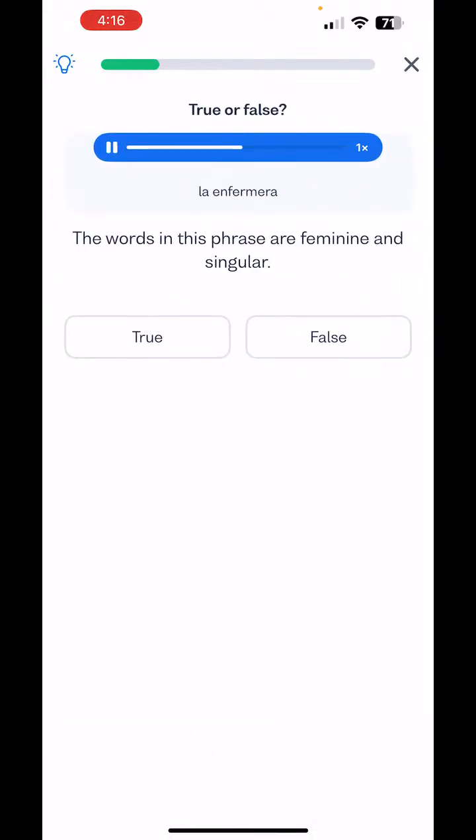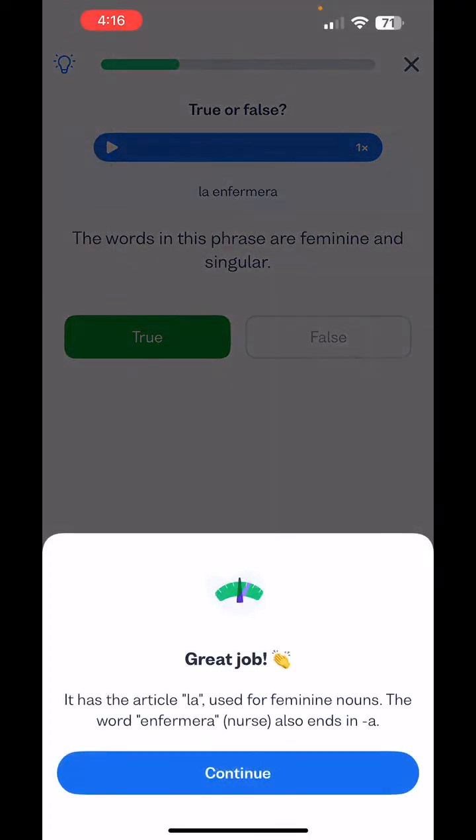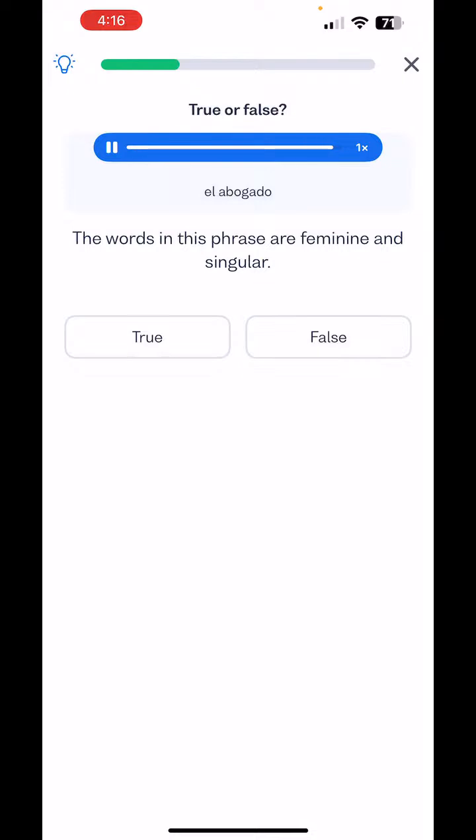La enfermera. Okay, so what's that? The sick? I don't know. The words in this phrase are feminine and singular. That is true. If it was plural, it would be las enfermeras. So it has the article la, used for feminine nouns. The word enfermera, nurse, also ends with an A. Perfect. Beautiful.